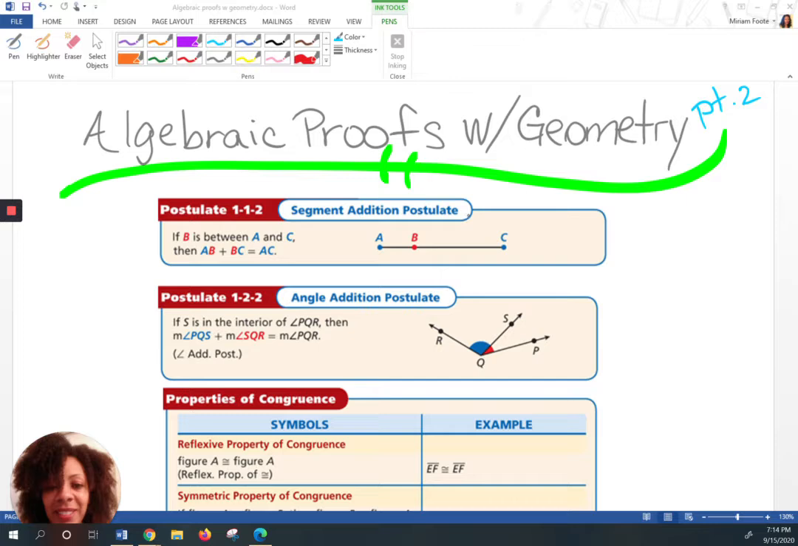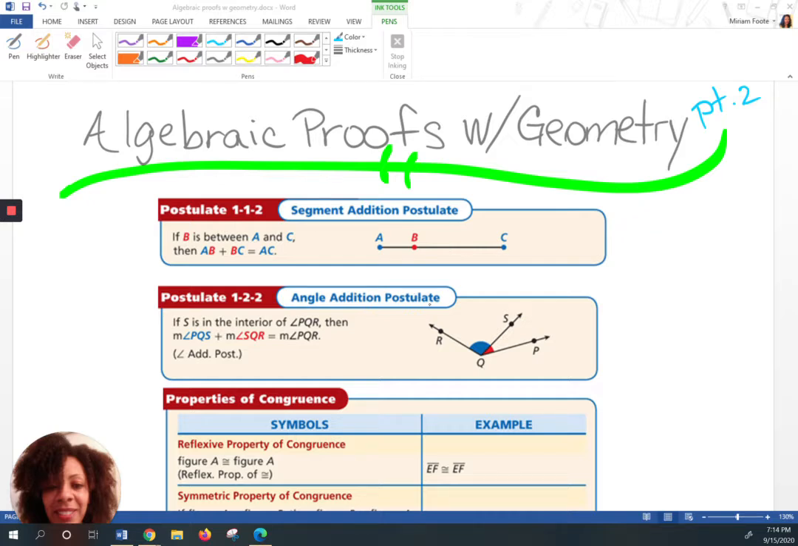So you will need to be familiar with your segment addition postulate, which simply tells you that if you have a segment that's broken into parts, if you add those individual pieces together, you will end up with the entire segment. So AB plus segment BC will result in the total segment AC. That's what segment addition postulate means.